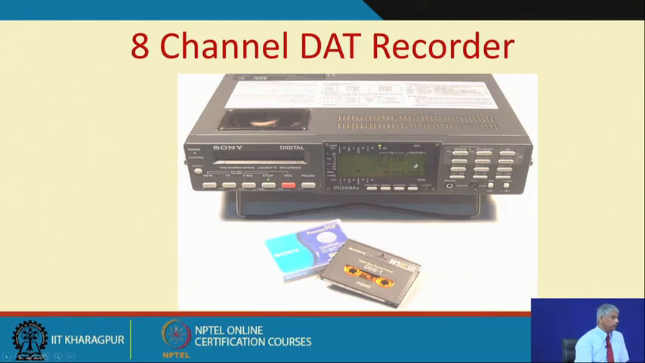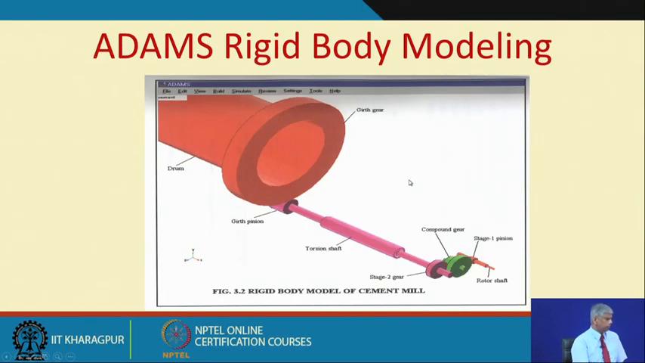And this is the same data recorder, and you will see this is a typical data tape, where there is a spool, and you can record about 90 minutes to 60 minutes depending on what speed you are recording the signal. And the same tape recorder was used to record 8 channels of vibration data.